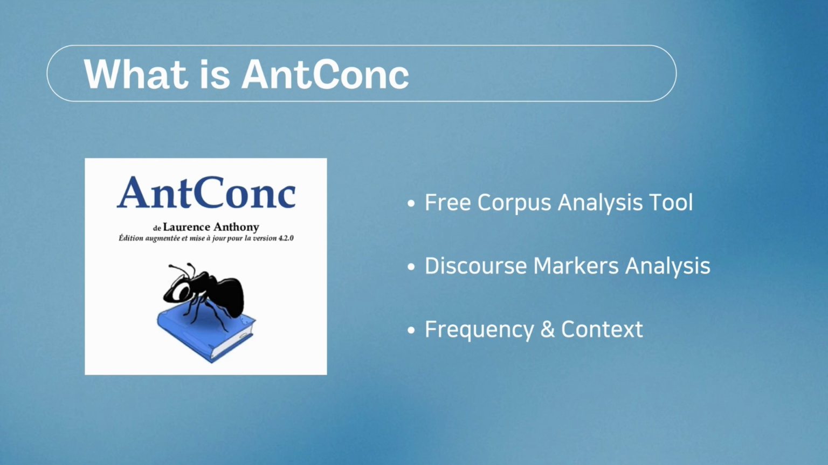First of all, what is AntConc? AntConc is a free corpus analysis tool. It allows us to analyze large amounts of text quickly and easily. So instead of reading hundreds of pages manually, AntConc helps us search for words automatically and provides useful information such as how often a word appears and how it is used in different contexts. In discourse analysis, this is especially useful because we often need to examine discourse markers such as well, so, or I mean.